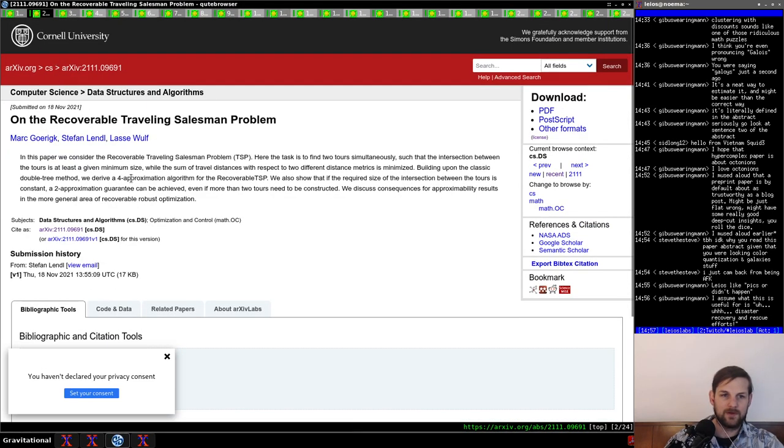Let me go here, remove. So on recoverable traveling salesman problem. Yeah, so I didn't know what a recoverable traveling salesman problem was. So in this paper, we consider a recoverable traveling salesman problem.